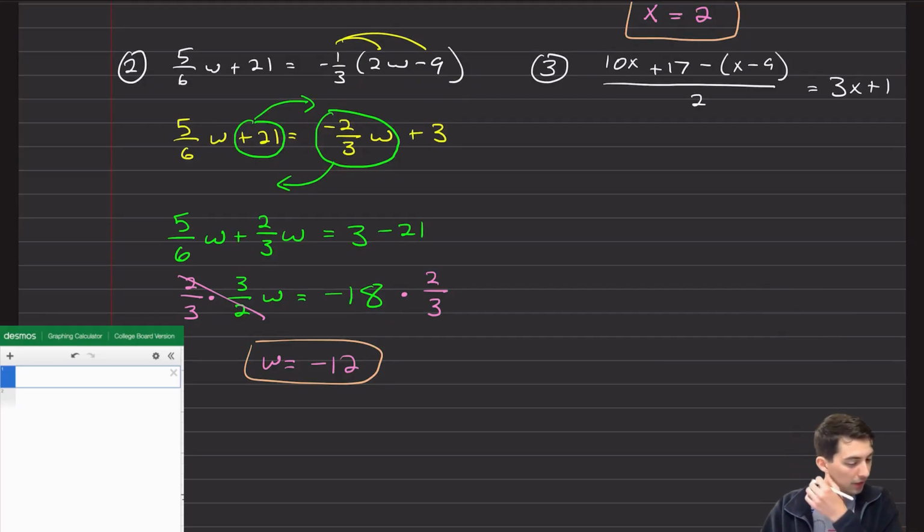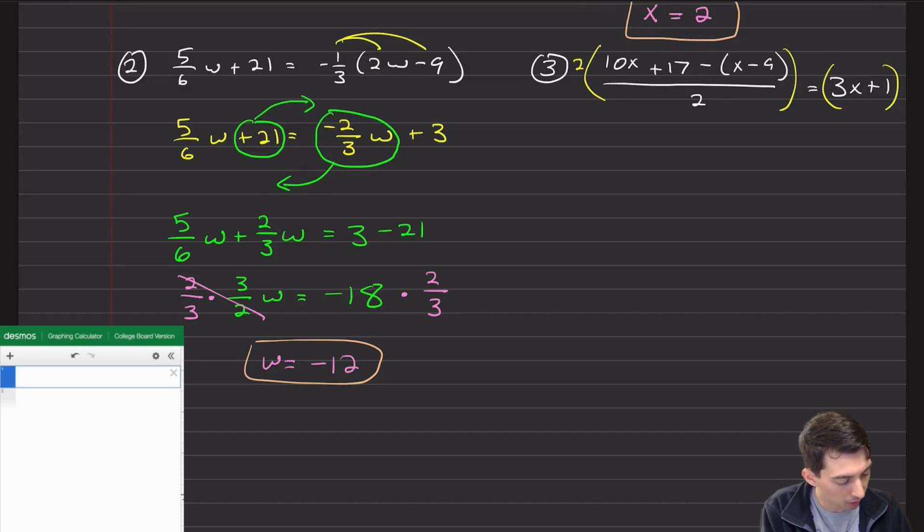Okay, so this time we have a fraction going on here. And so what we want to do whenever we have that fraction is it's easiest just to eliminate that fraction. So how I'm going to do that is I'm going to multiply the entire thing by 2/1, or just 2. Because when I do that, I can cancel out that 2, and it's just going to leave me with the 10x plus 17 minus x minus 9.